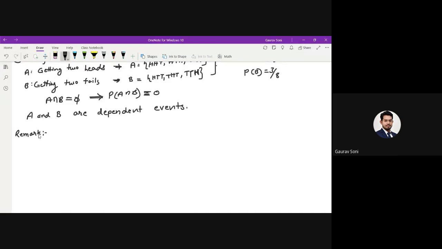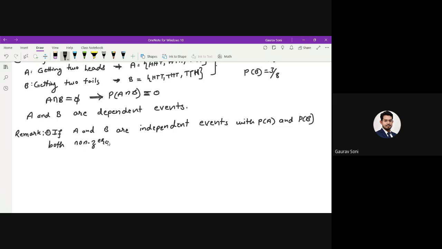The remark is: if A and B are independent events with probability of A and probability of B both non-zero, then A and B can be mutually exclusive or not.